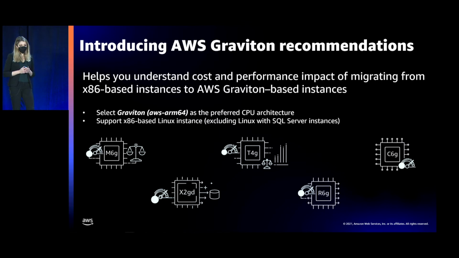So we've heard that you'd like to more easily identify the Graviton resources you should use to maximize cost efficiency while meeting your workload performance requirements. So we listened, and as of August this year, Compute Optimizer generates Graviton recommendations. Compute Optimizer now helps you understand the impact of migrating to Graviton-based instances by recommending up to 3 Graviton-based instances for your x86-based Linux instances.